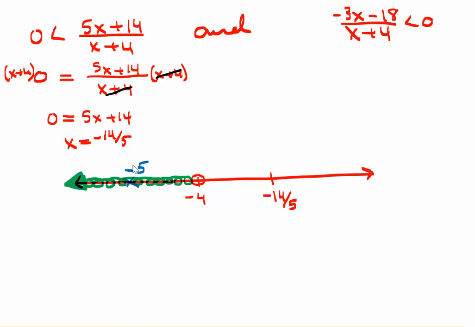I found that to be true. So if you plug in negative 5 into here, negative 5 times 5 is negative 25. Negative 25 plus 14 is negative 11. And negative 5 plus 4 makes negative 1. So negative 11 over negative 1 is a positive 11. So this is true. We've got to pick a number between negative 4 and negative 14 fifths.